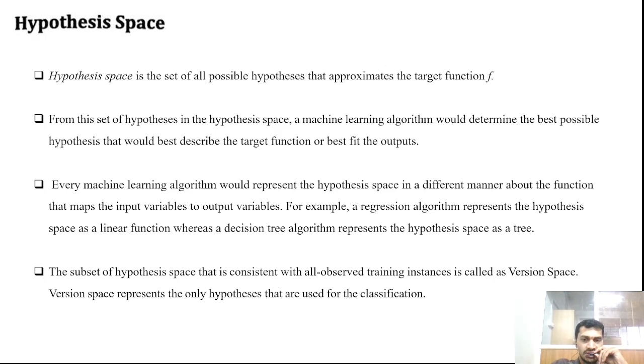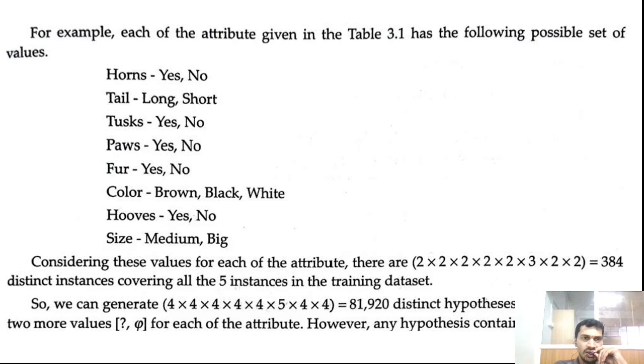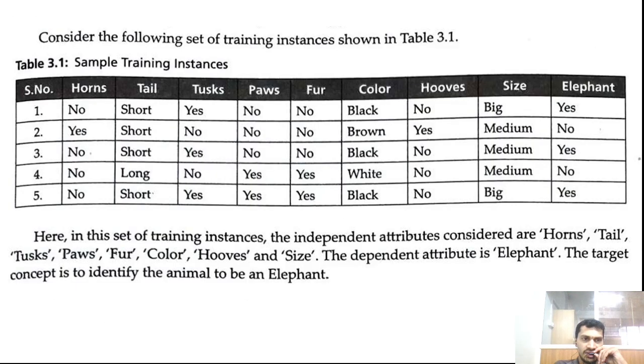Okay, so that is about the hypothesis space. Now, for example, if I consider the previous example of the elephant, which has horns, tail, tusk, paws, fur, color, hoof, size, and the classified dependent attribute, it is an elephant.